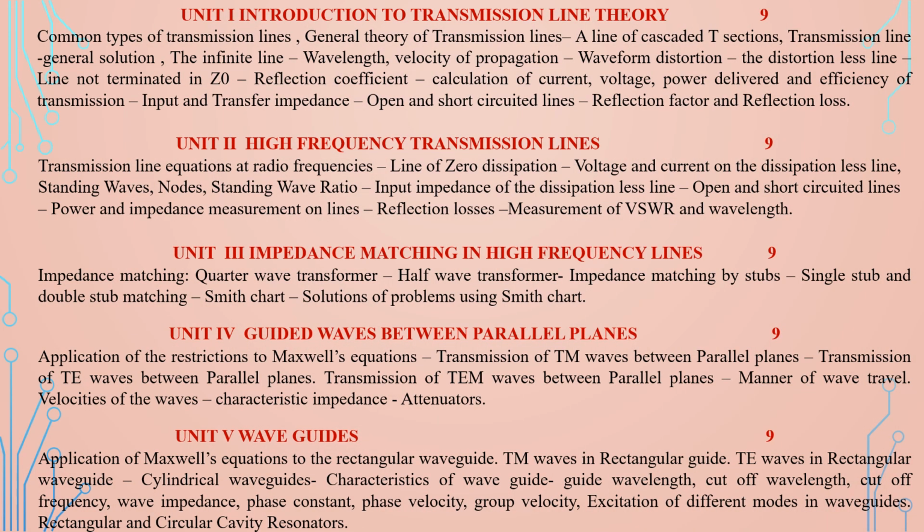Now the syllabus of transmission lines and waveguides is broadly organized into 5 units. The first unit is Introduction to Transmission Line Theory. The second unit talks about high frequency transmission lines. The third unit talks about impedance matching in high frequency lines. The fourth unit talks about guided waves between parallel planes. And the fifth unit talks about waveguides.